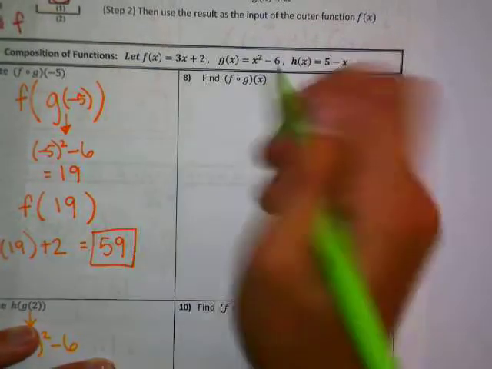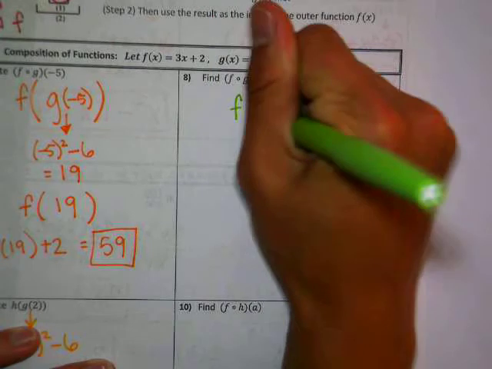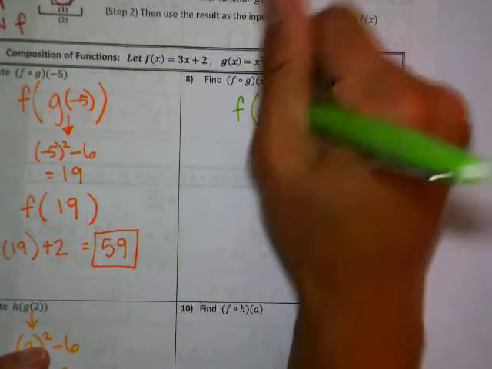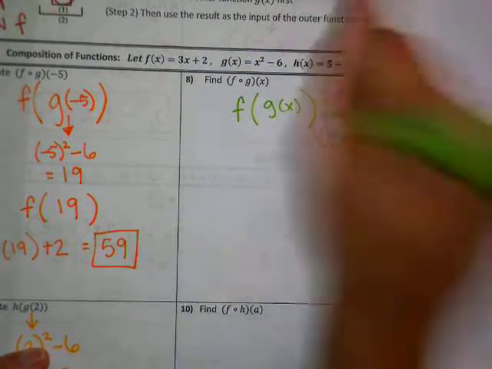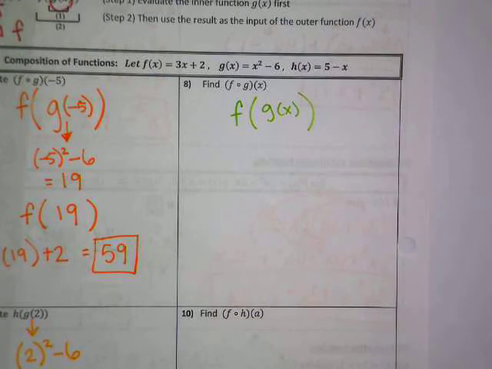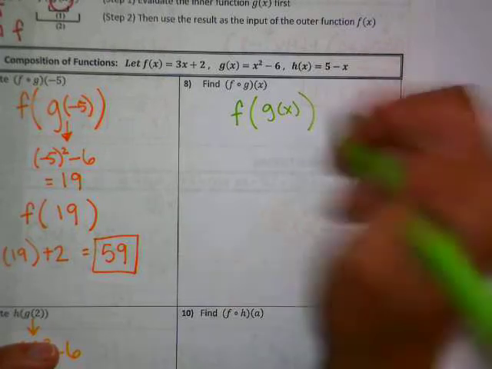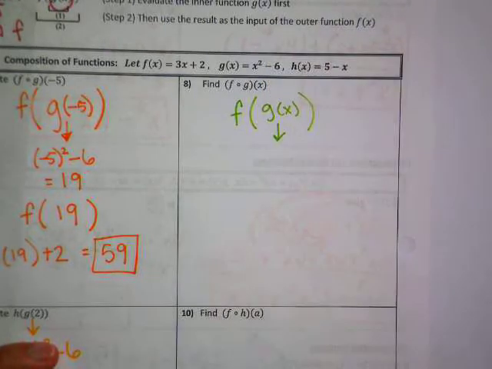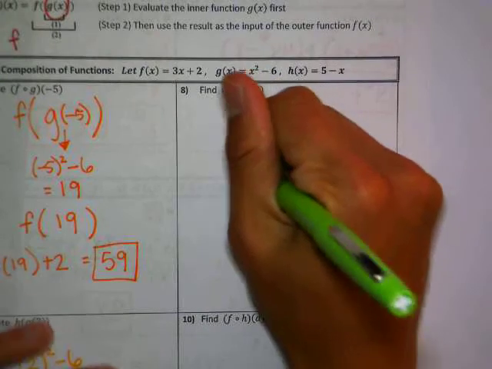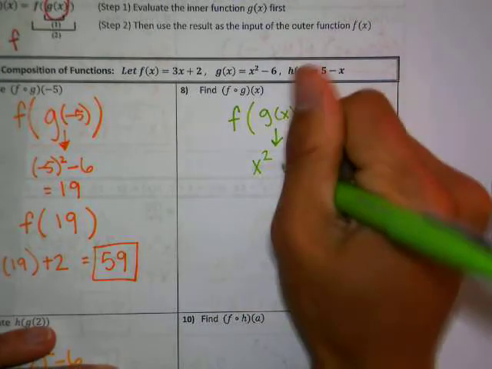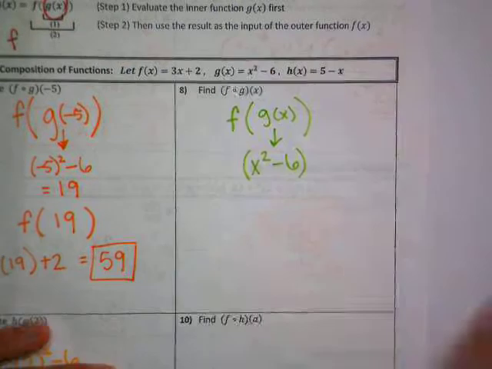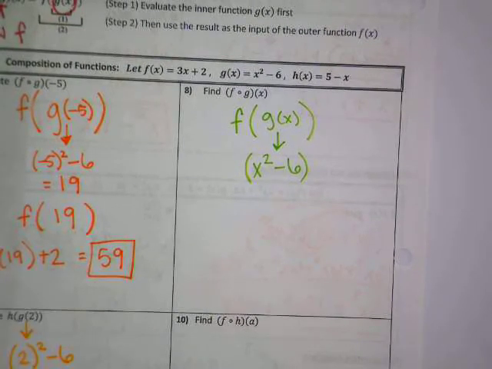Alright, so first, rewrite it. F of g of x. Alright, tell me, what is g of x? It's x squared minus 6. Very good. G of x is x squared minus 6. I cannot simplify that any farther. That is what g of x equals, and I do not know what x is. So you have to leave it like that.